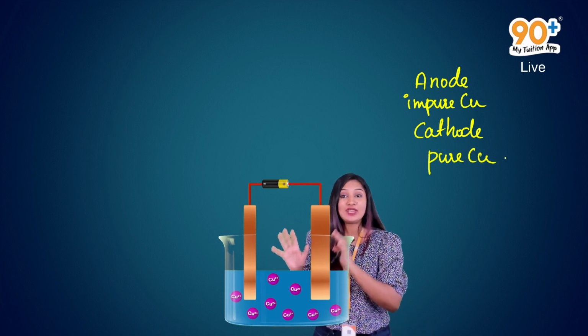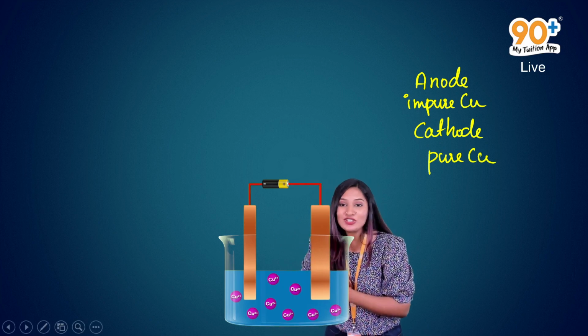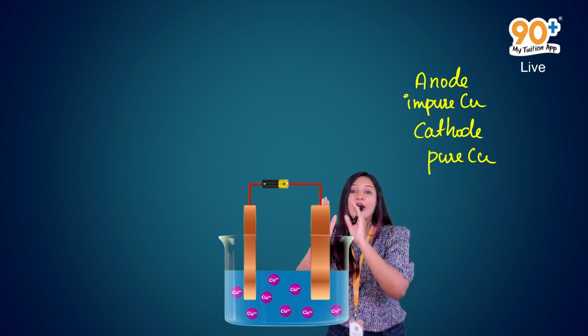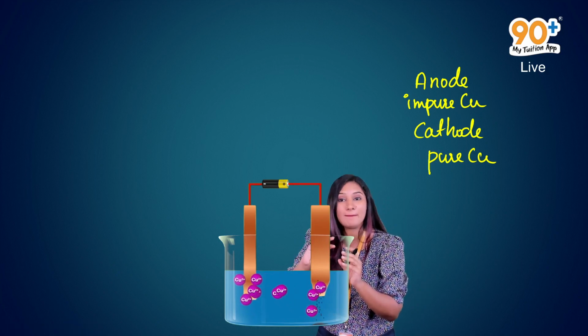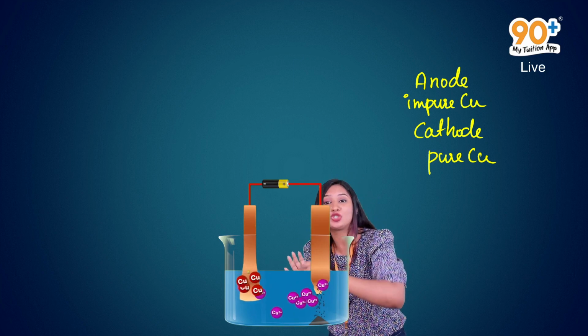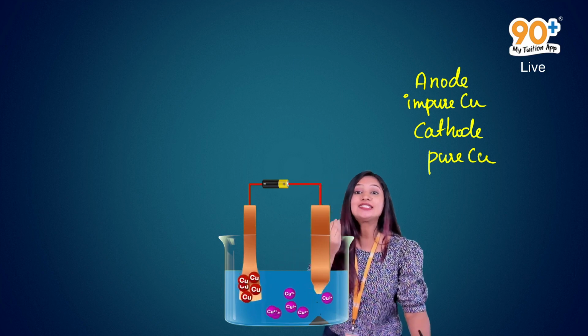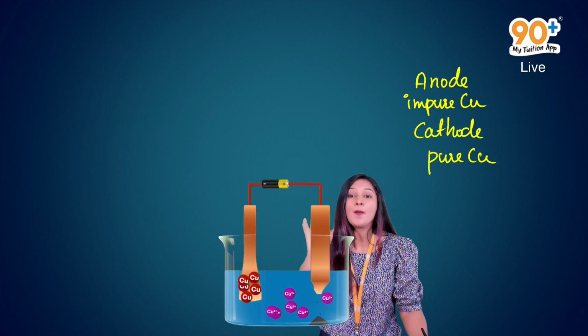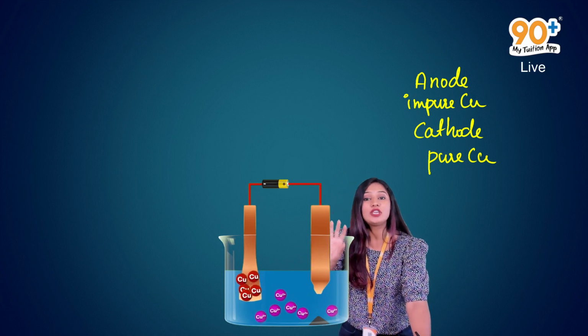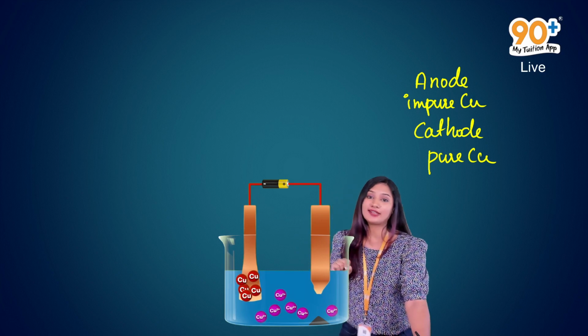Now, let's see what happens when you pass electricity. Yes, you can see that from the anode, copper gets dissolved into the electrolyte as Cu2+. From the impure copper, copper goes into the electrolyte as Cu2+.